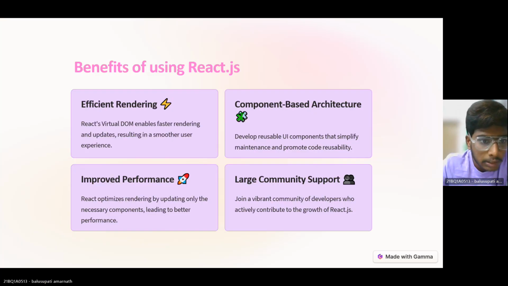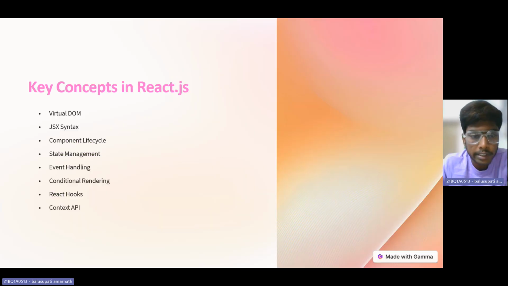Here comes the next slide. Here there are four: component-based architecture, improved performance, large community support. Let me discuss in detail. React's virtual DOM enables faster rendering and updates, resulting in a smoother user experience. The next one is to develop reusable UI components that simplify maintenance and promote code reusability. The next one is React optimizes rendering by updating only the necessary components, leading to better performance. And the last one is join a vibrant community of developers who actively contribute to the growth of React.js.